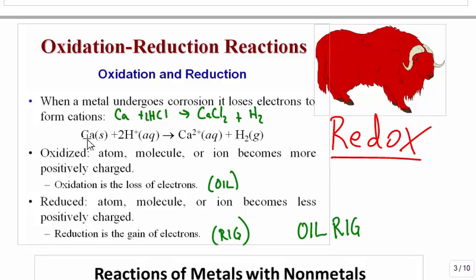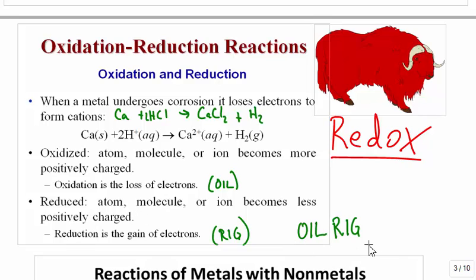Those electrons are not simply disappearing, but rather they are being taken by two H+ ions. So the H+ ions become hydrogen gas. So in the process, hydrogen is going from H+ to H2. It is being reduced. It is gaining electrons. So oxidation we define as the loss of electrons, and reduction is the gain of electrons.